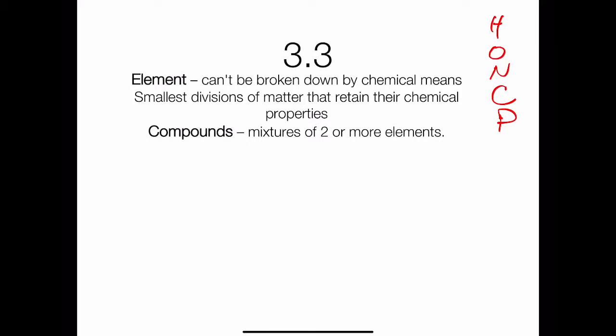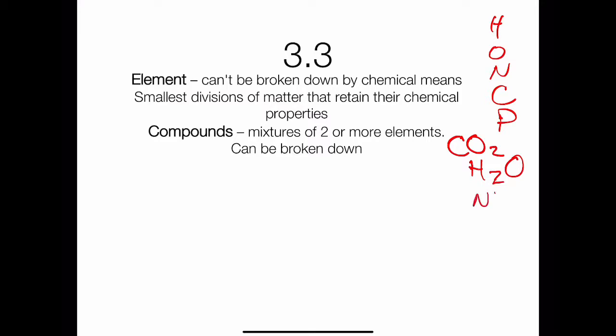Compounds are made of two or more elements. Things like CO2, H2O are examples of compounds. These can be broken down, obviously, because they are made of elements. CO2 can be broken down into carbon and oxygen. H2O can be broken down into hydrogen and oxygen.